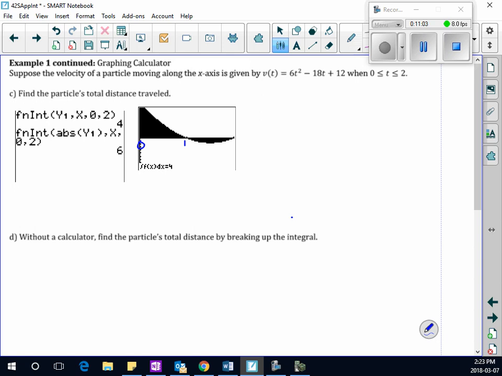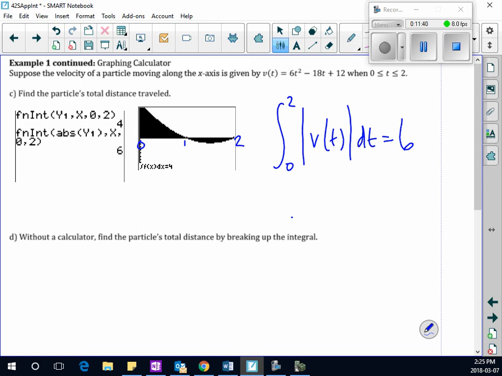We can actually try that in a second without a calculator. We're going to split it up with the integral. We need to write it. We can't just put the answer of 6, and we can't put our calculator keystrokes. So this would be the integral from 0 to 2 of the absolute value of v of t dt, and we would get 6. If you want it for your own notes, but for the exam, you don't have to have it.